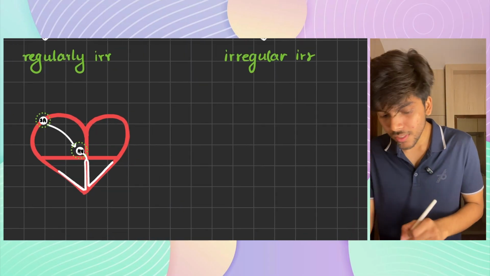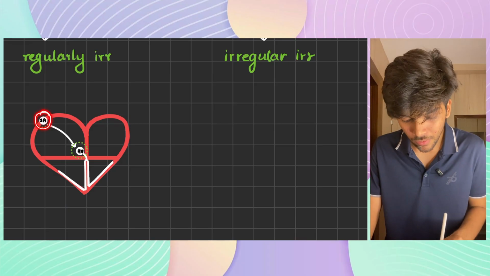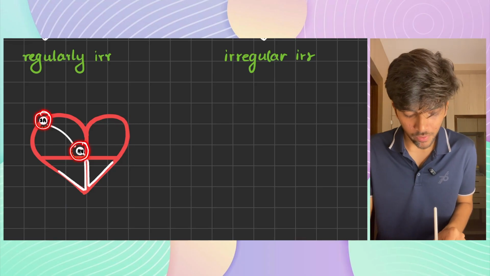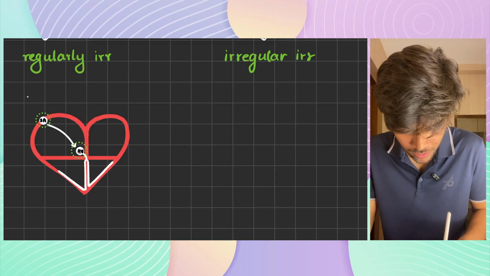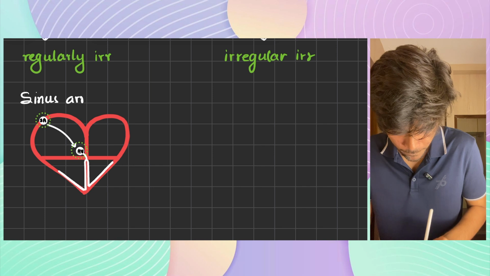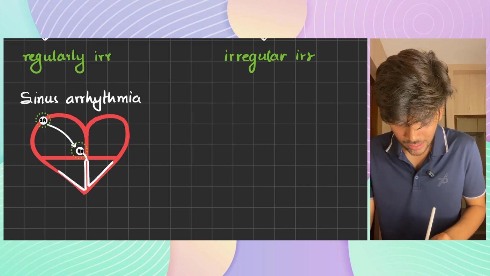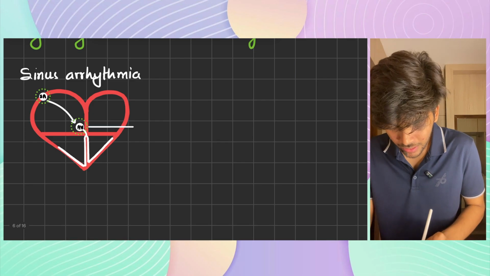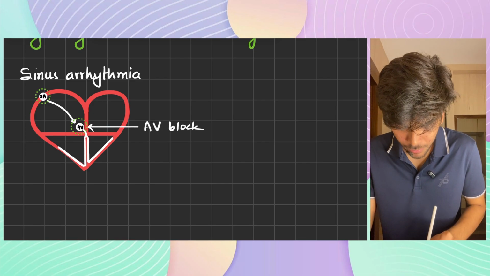Regularly irregular pulse is seen due to pathology at the level of the SA node, at the level of the AV node, and at the level of the ventricle. At the level of the SA node, all sinus arrhythmias result in regularly irregular pulse. At the level of the AV node, AV block. More specifically, two types of AV block.